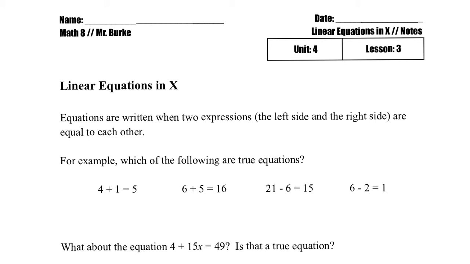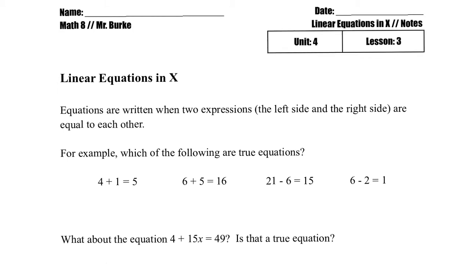When you have an equation, what you basically have is two expressions, the left side and the right side. And when those two sides are equivalent in value, then you have an equation. Okay, so this side equals that side. Pretty simple. Let's take a look at these.